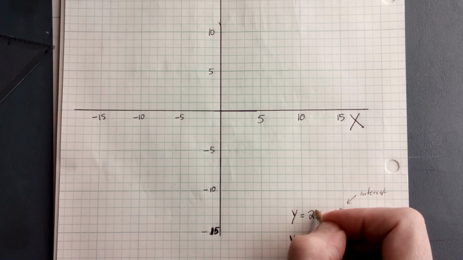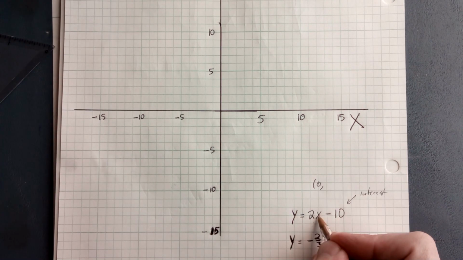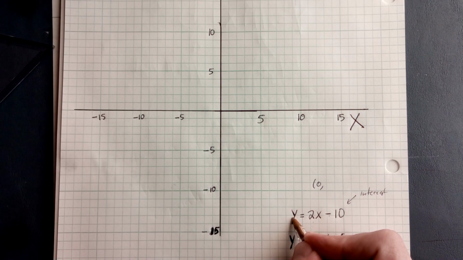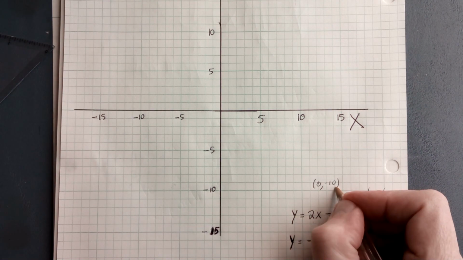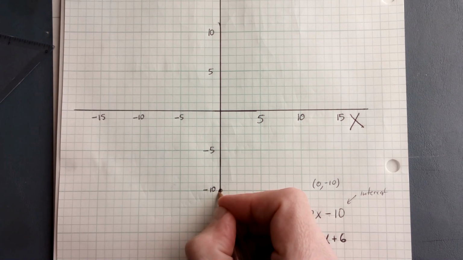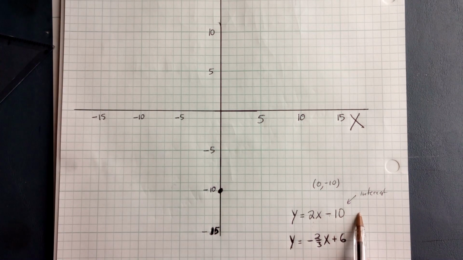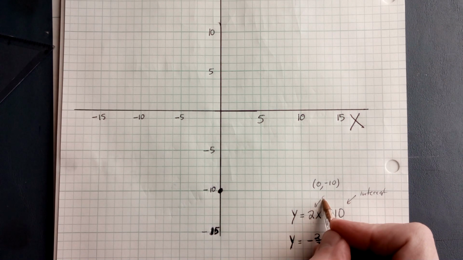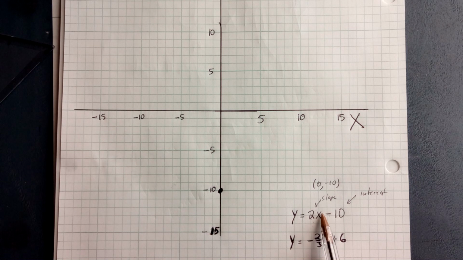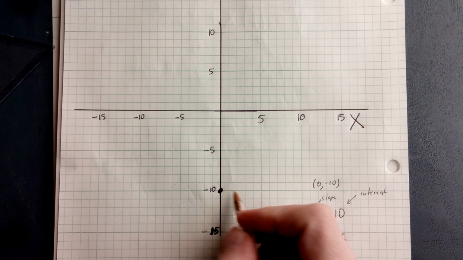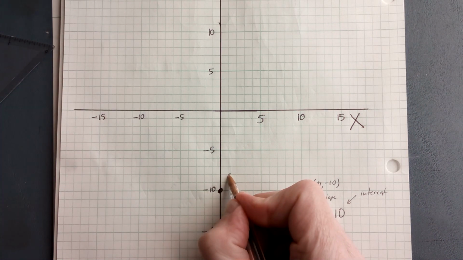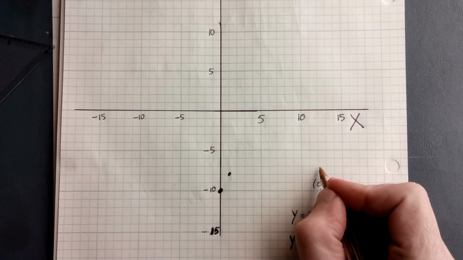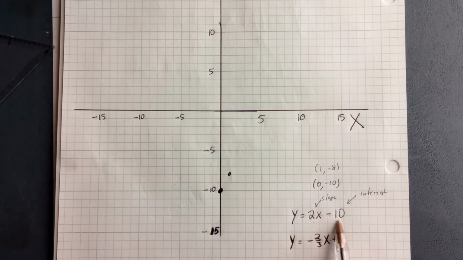In this top equation, I could plug in a 0, get 2 times 0 is 0. 0 minus 10 would be y equals negative 10. So this point of (0, -10), which is right here on the graph, makes this top equation true. Then we have a slope. Now remember, we've talked about slope, so we should be able to graph this. This slope tells us that I'm going to go up 2 and right 1, which tells me this point here of (1, -8) should also make this equation true.